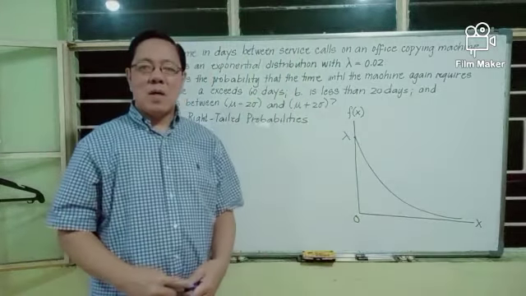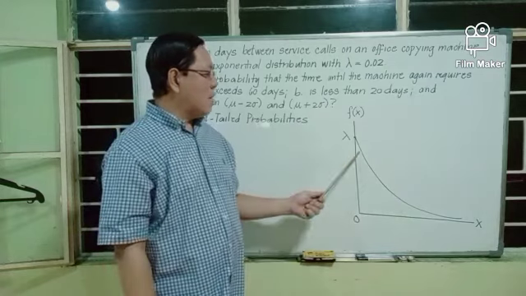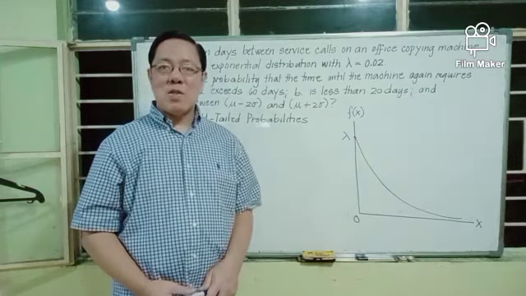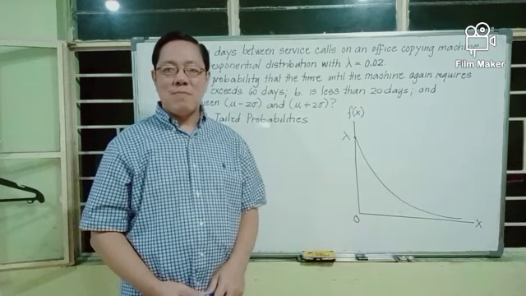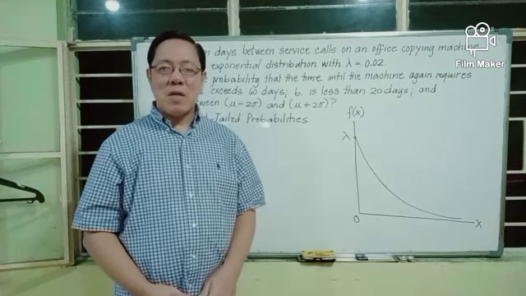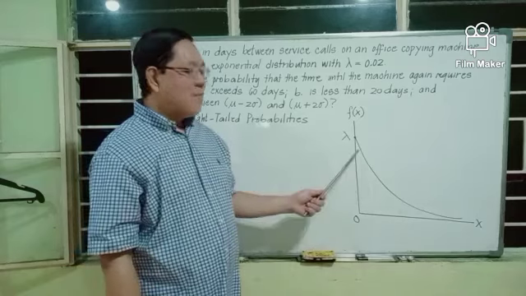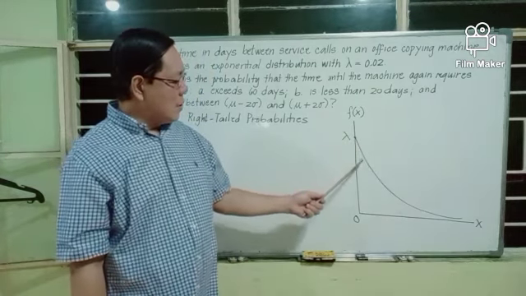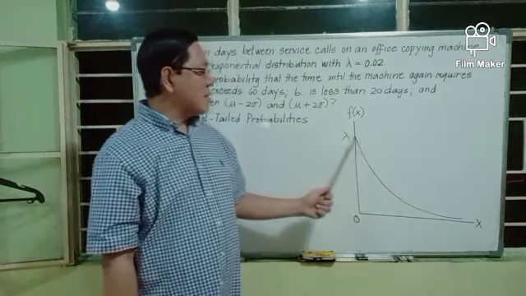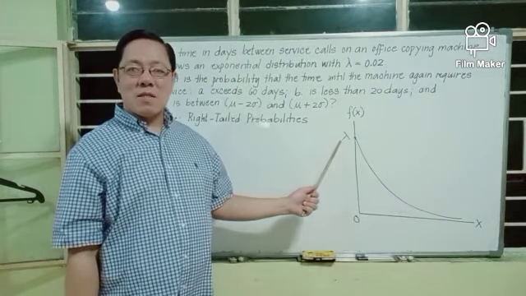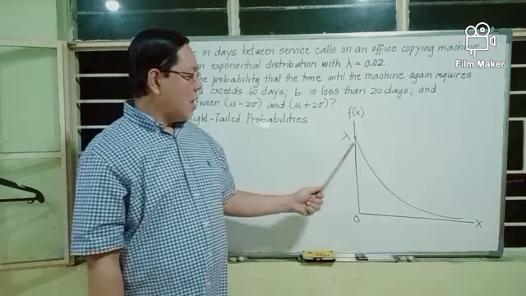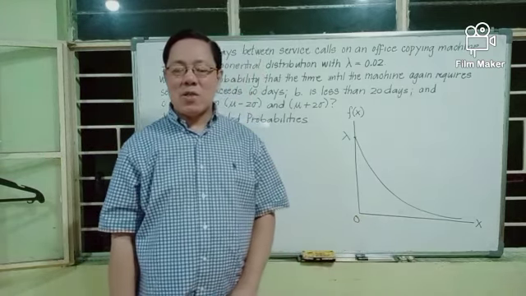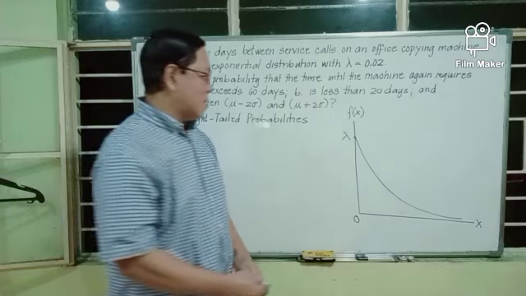We know from the discussion earlier that the graph of the probability density function f of x equals lambda times e to the minus lambda x for the exponential probability distribution would look like this. It will intersect the vertical axis at lambda, and the graph continues to decrease, approaching the x-axis but never touching the horizontal axis.